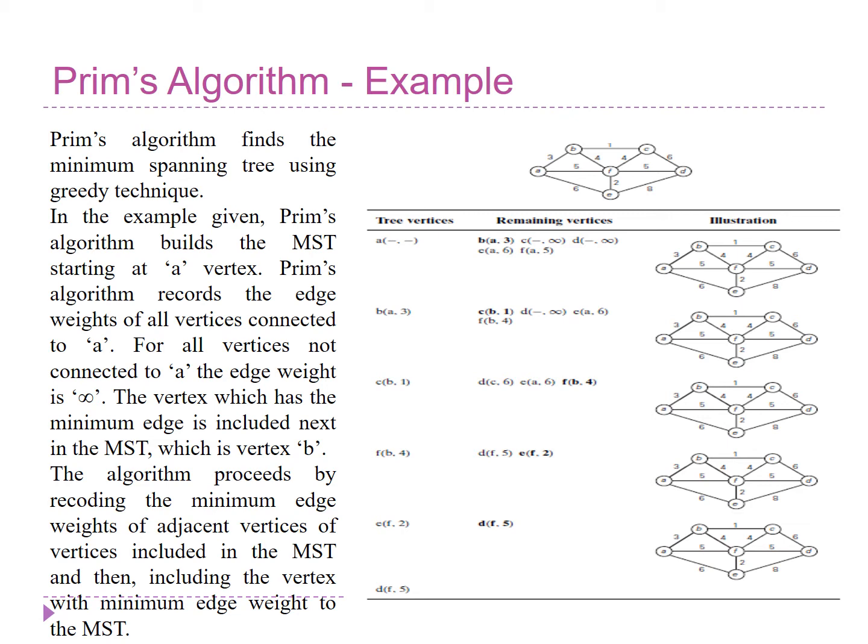So the next node that is included in the minimum spanning tree is the vertex that has the minimum edge weight. In the given set, B has the minimum edge weight of 3 and it is connected to the vertex included in the minimum spanning tree, which is A. Hence, the next vertex that is included in the minimum spanning tree is vertex B.